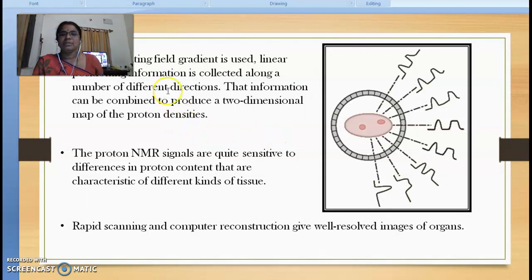So when a rotating field gradient is used, linear positioning information is collected along a number of different directions. The information can be combined to produce a two-dimensional map of the proton densities. So the proton NMR signals are quite sensitive to differences in proton content that are characteristic of different kinds of tissues.